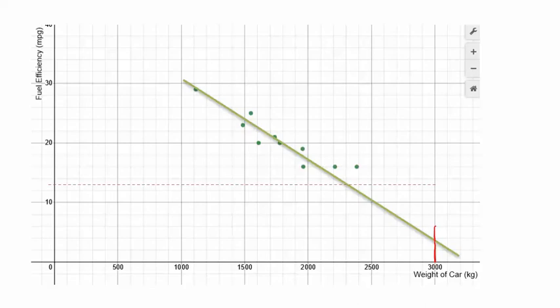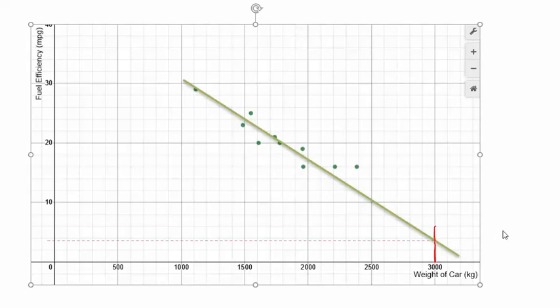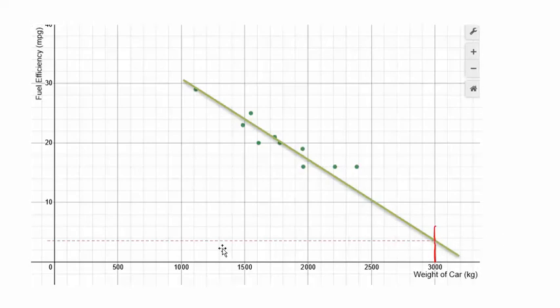So if I put my green line there, then I'm going to draw my horizontal line from the point of intersection of 3000 and this green line, and then I'm going to go straight across here and see what number I get, which looks like these are increments of 2. The way my graph is written out, you might have a different scale here, so you've got to figure out your scale. My scale looks like a little less than 4 miles per gallon. That's pretty sad, isn't it?